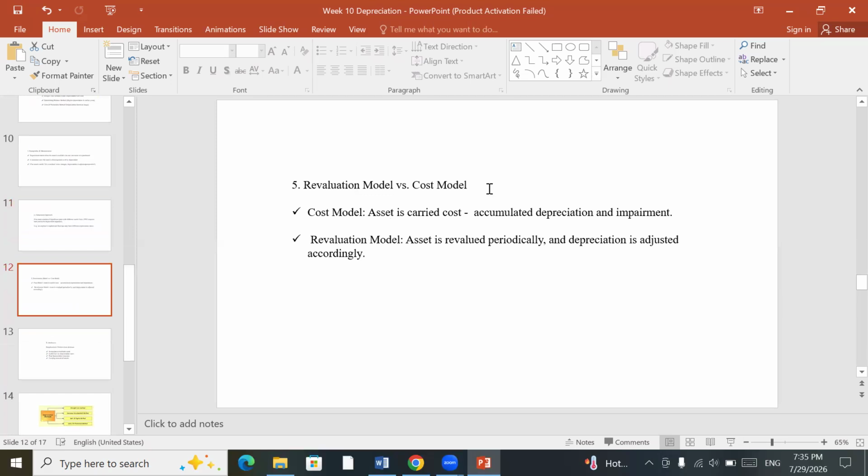Revaluation model and cost model: this is another system of depreciation. Cost model: the asset is carried at cost less accumulated depreciation and impairment. This system is called the cost model. When you maintain the cost model, you have to determine accumulated depreciation and impairment.